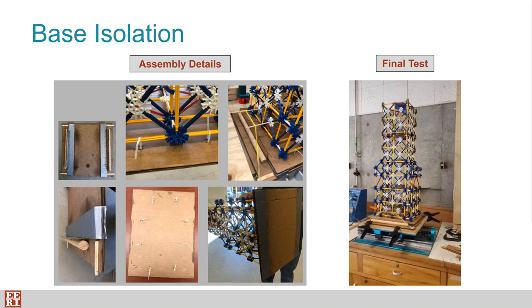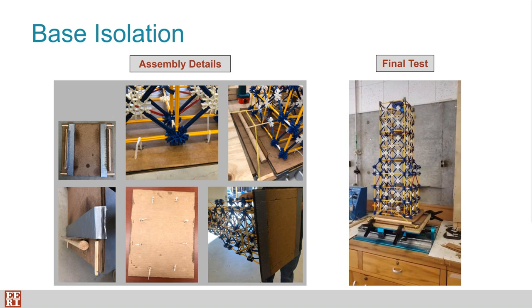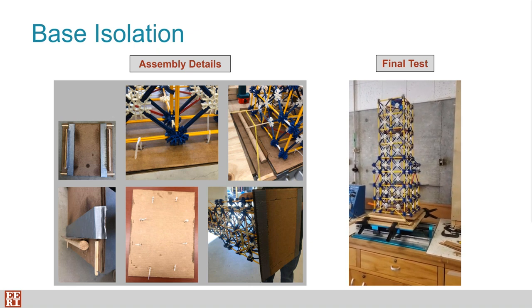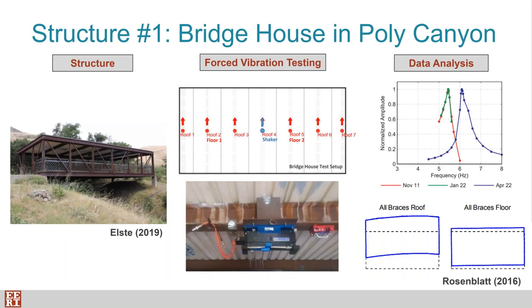After this experience, we ask the students to comment on what they thought were successes in their design, and then critically examine where they can make improvements. So that's the small scale testing. For the large scale testing, we have two structures that the students look at. One is a steel structure we call the truss structure.